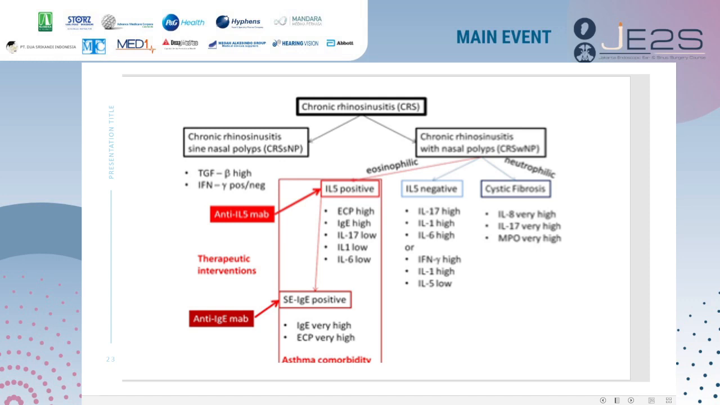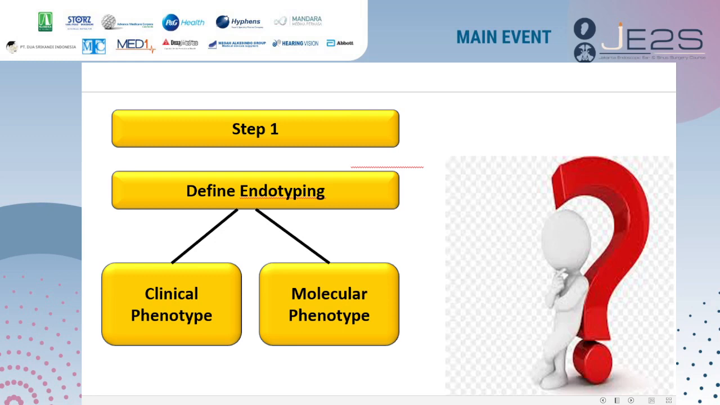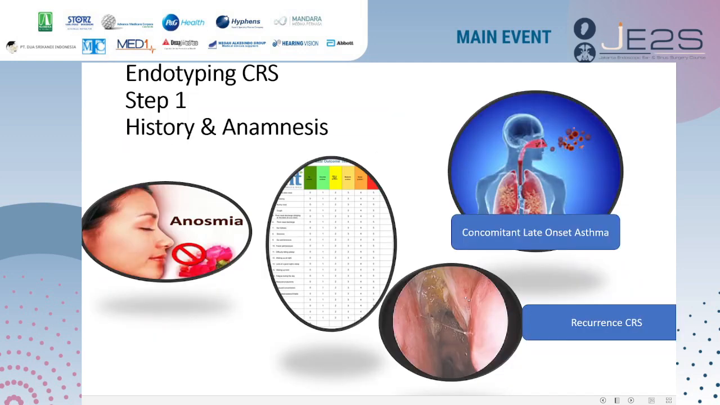So how can we diagnose type 2 or non-type 2 rhinosinusitis? Step 1, we have to define the endotype by checking the clinical phenotype and molecular phenotype. Clinical phenotype is based on the anamnesis or history. Usually the patient with type 2 has anosmia and a history of positive skin prick test or allergy, and also concomitant late onset of asthma and recurrent CRS after surgery. This is the most frequent symptom in type 2 rhinosinusitis.